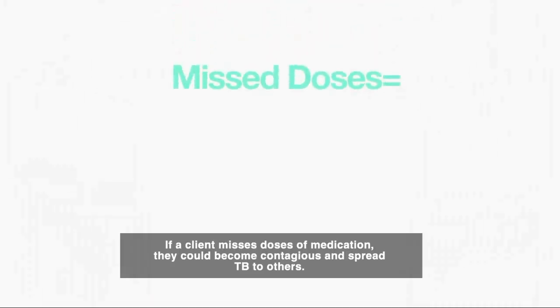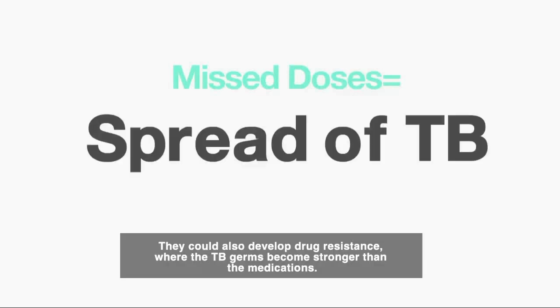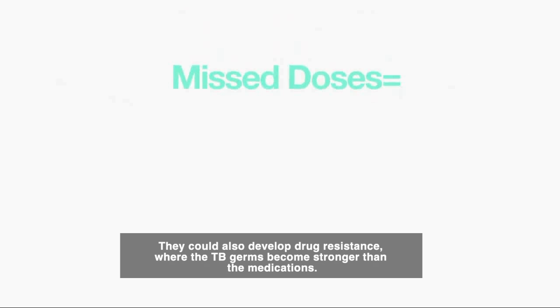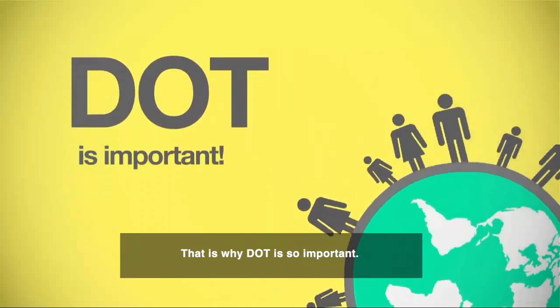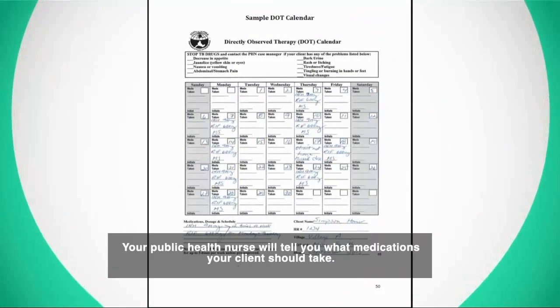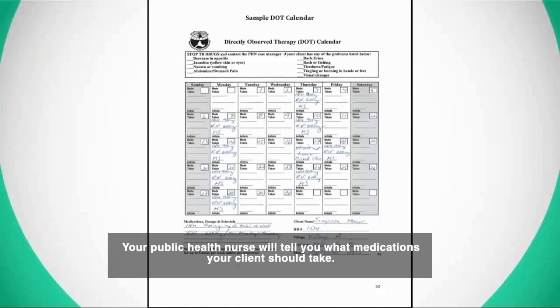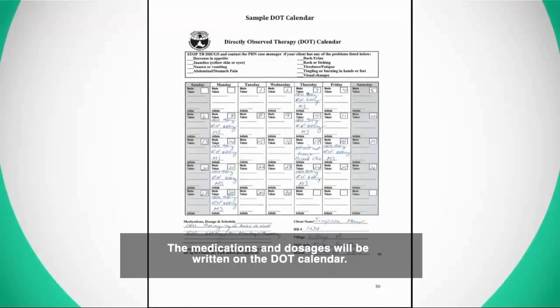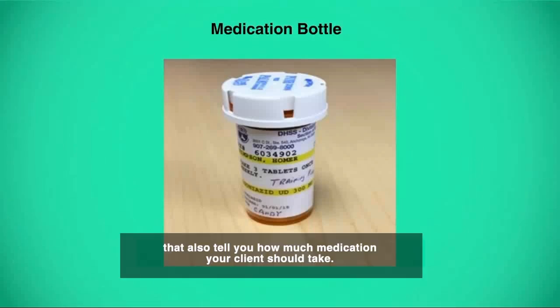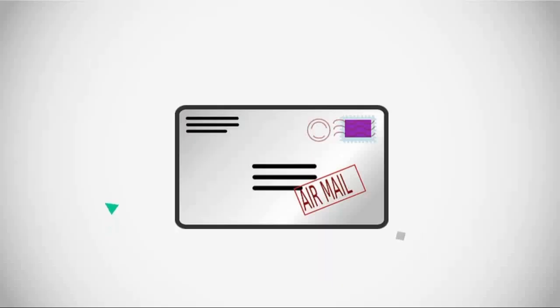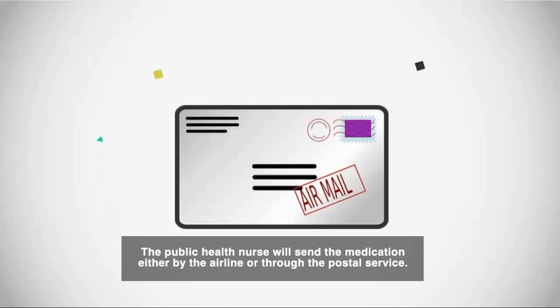If a client misses doses of medication, they could become contagious and spread TB to others. They could also develop drug resistance, where the TB germs become stronger than the medications. That is why DOT is so important. Your public health nurse will tell you what medications your client should take, and the medications and dosages will also be written on the DOT calendar. The medications come in dose packs or bottles that also tell you how much medication your client should take. The public health nurse will send the medication either by the airline or through the postal service.